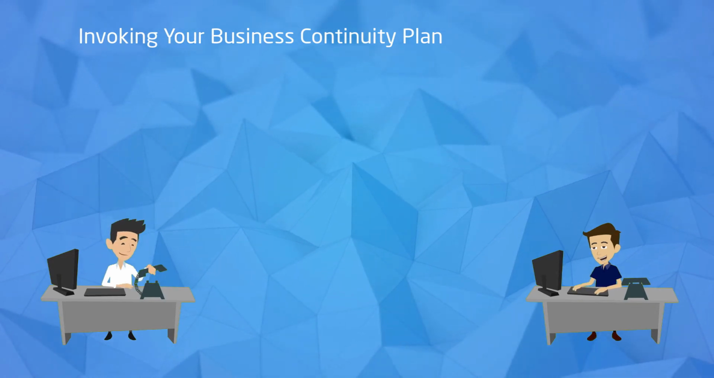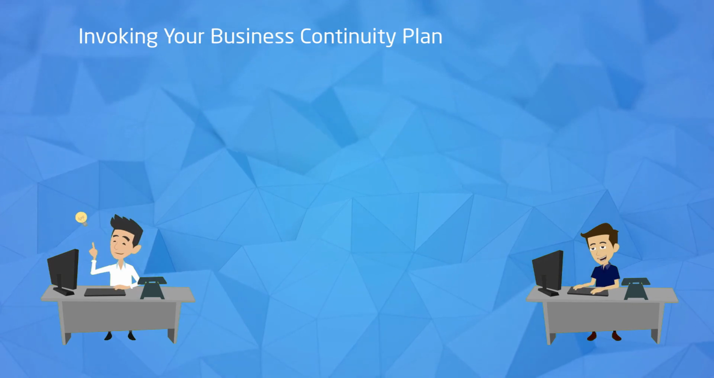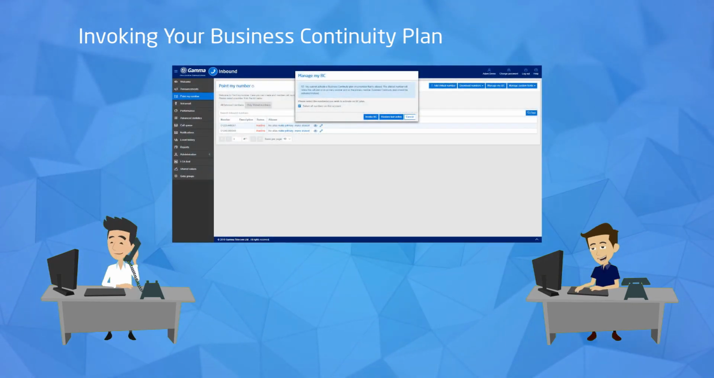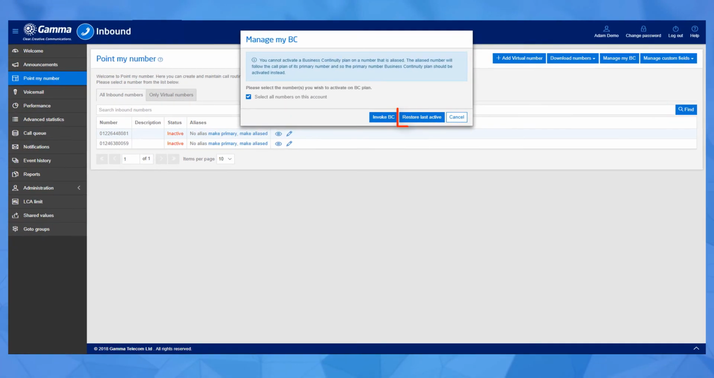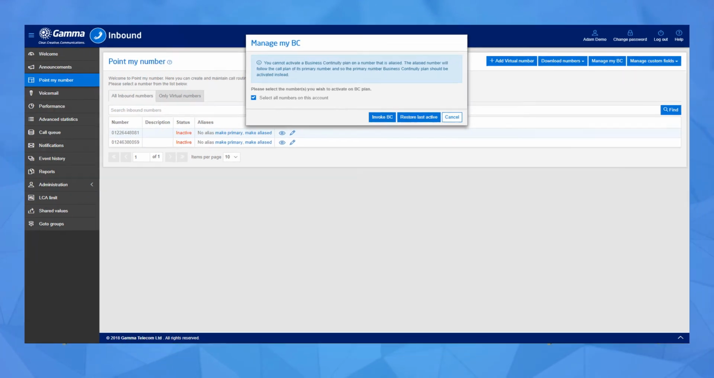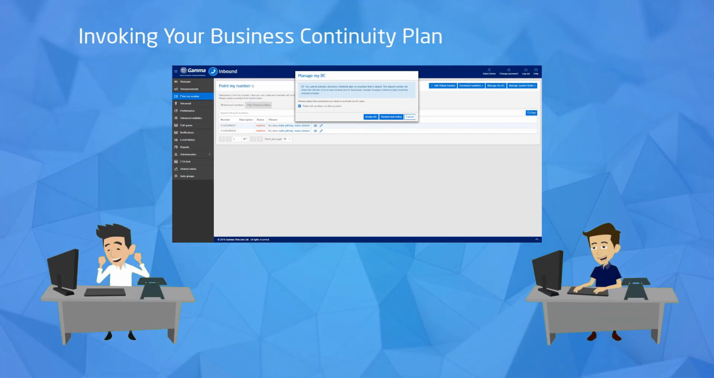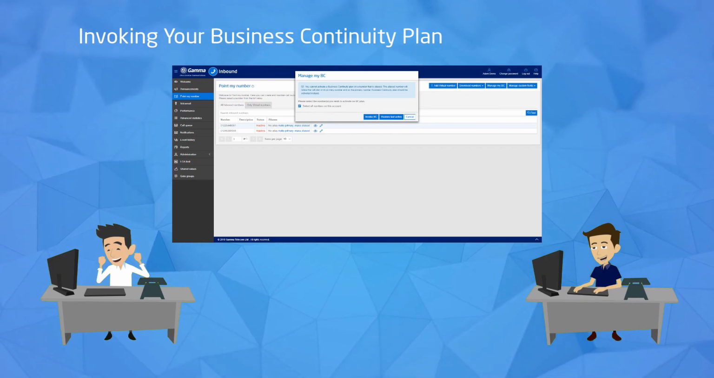This is a great option if your customer has many numbers with many continuity plans, as you can activate all together from here. Once the original issue with your customer's network is resolved, you can restore the last active call plans under Manage My Business Continuity too. Select the numbers you want to revert to the last active call plan and click Restore Last Active, then click Yes. Note, if you've made any changes to the call plan after the BC plan was activated, you'll have to manually re-enable the plan instead.